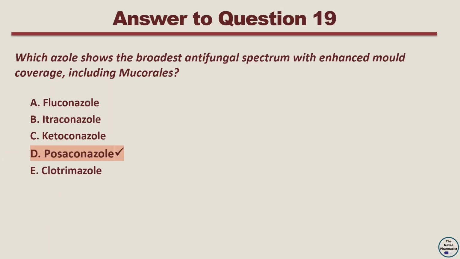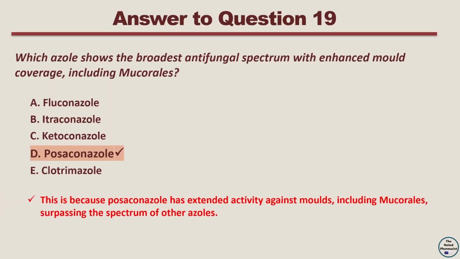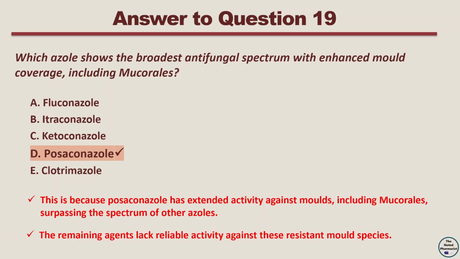The correct answer is option D, posaconazole. This is because posaconazole has extended activity against molds, including mucorales, surpassing the spectrum of other azoles. The remaining agents lack reliable activity against these resistant mold species.